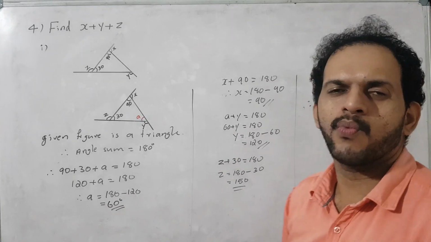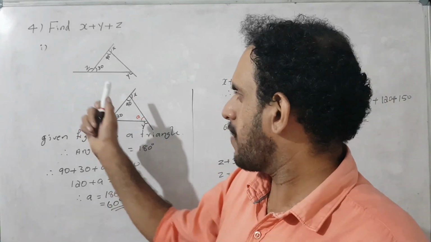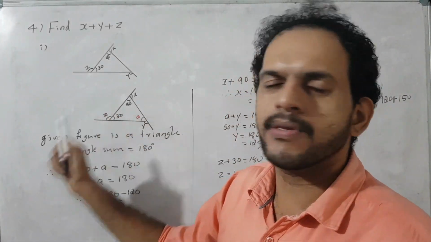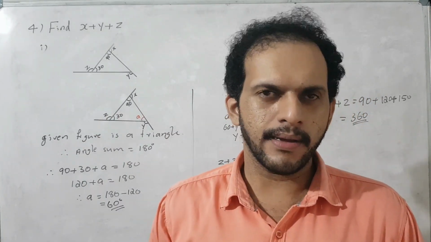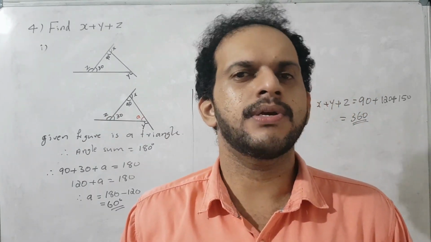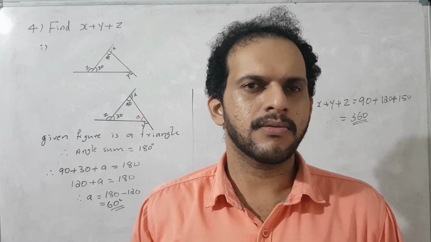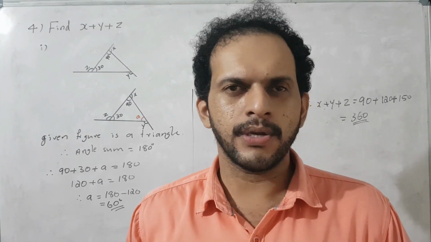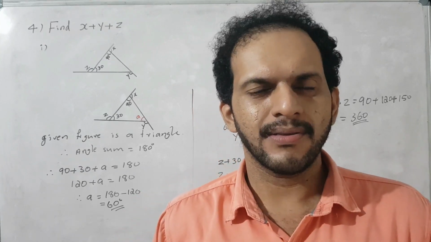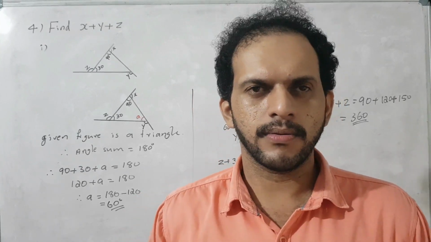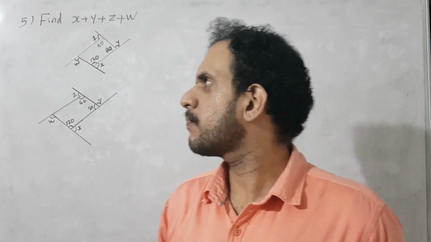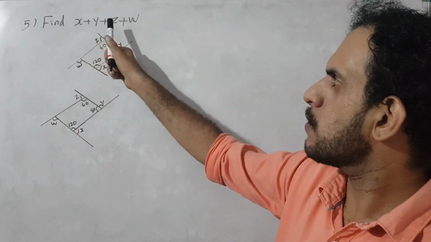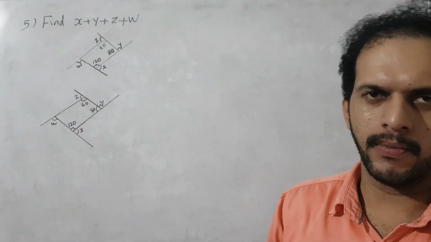Therefore x plus y plus z, the sum of exterior angles of the triangle, is equal to 360 degree. The sum of exterior angles of a triangle is 360 degree. Now we got it like that. Am I right? I think you got it. The next question is like this. Find x plus y plus z plus w.